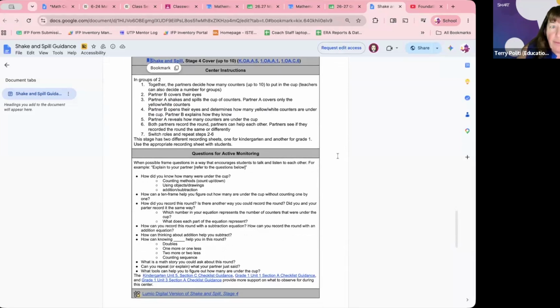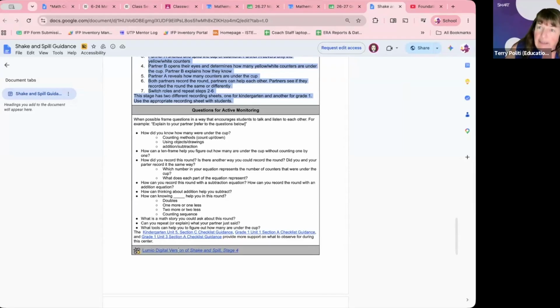In stage 4, when I scroll down, I see how to play the game, and this is the paper game. The virtual game is pretty close, but we might have had to tweak it a little bit to be online. Then the next section is always those questions for active monitoring. It doesn't matter what version you are, you still should be actively monitoring your kids and helping them have that discourse if they don't know how to do it. You might prompt kids to ask other kids those questions also so that they get good at that discourse and hear the other kids thinking. Doesn't matter which version, all those questions work.